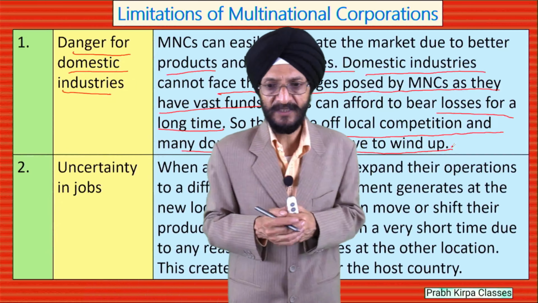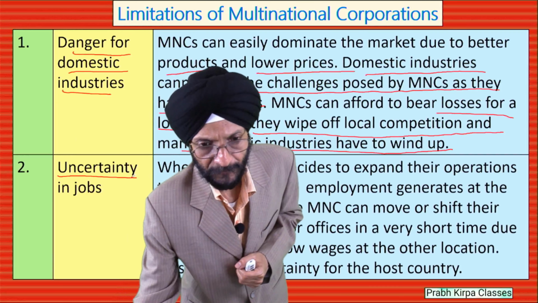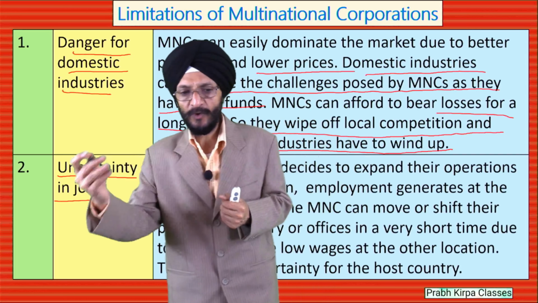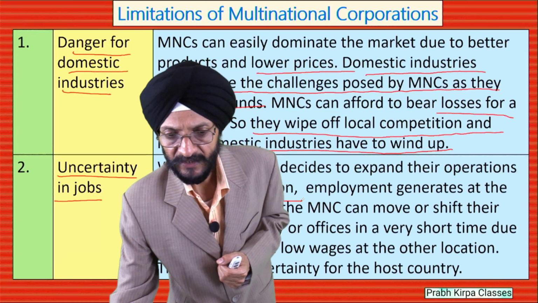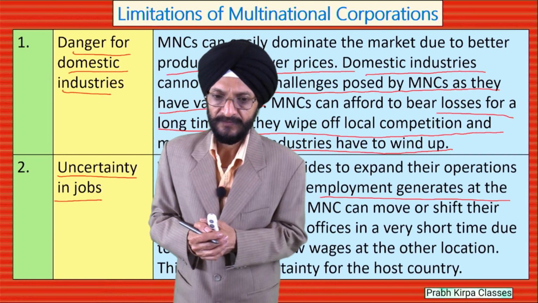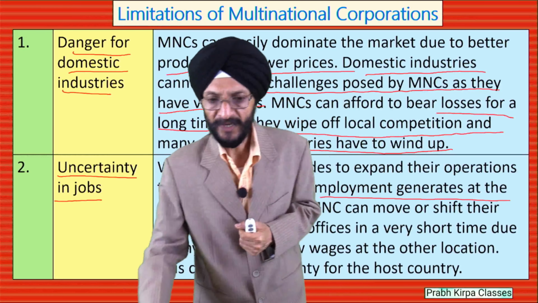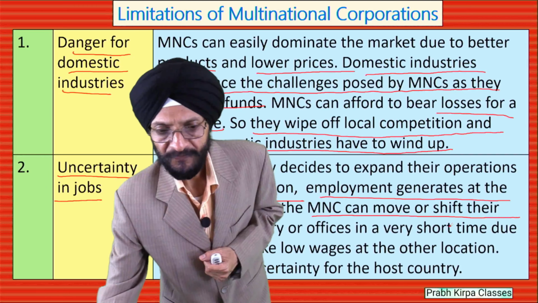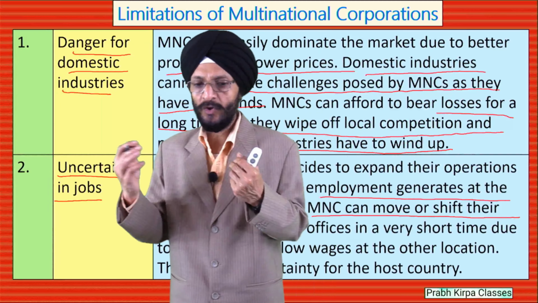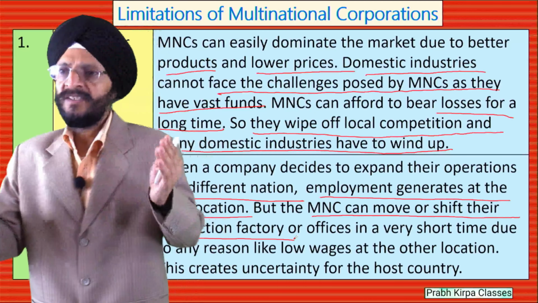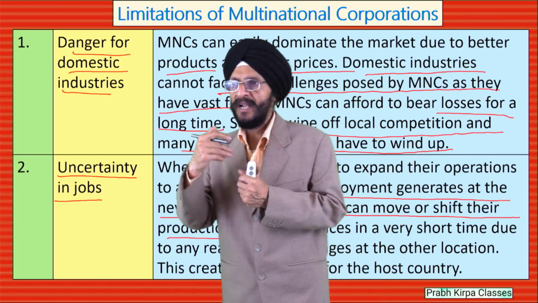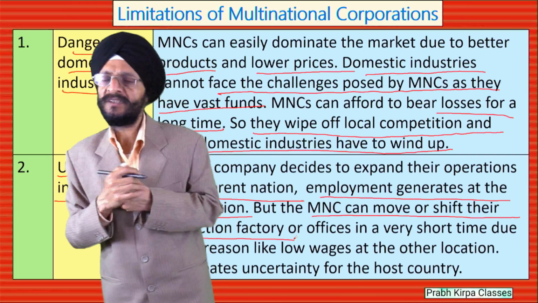Next limitation of multinational company: uncertainty in jobs. When a company decides to expand its operations to a different nation, employment generates at the new location. But the MNCs can shift their production factory or offices in a very short time. They may decide that they will shut their operations in a particular region or country and will shift their production factory to some other country or region.